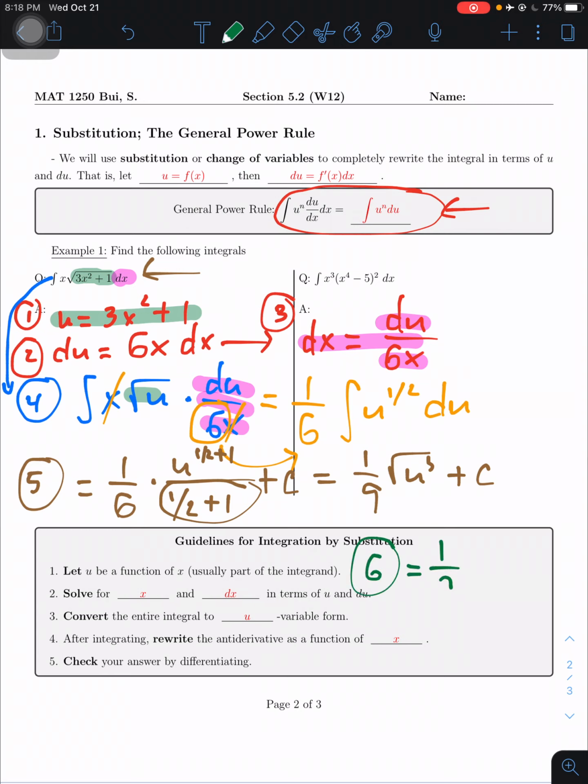So it's gonna look like 1 over 9, and then square root of, what is my u? This is my u, right? So I'm gonna get open parenthesis 3x squared plus 1 to the 3rd power plus c. And this is my complete answer.